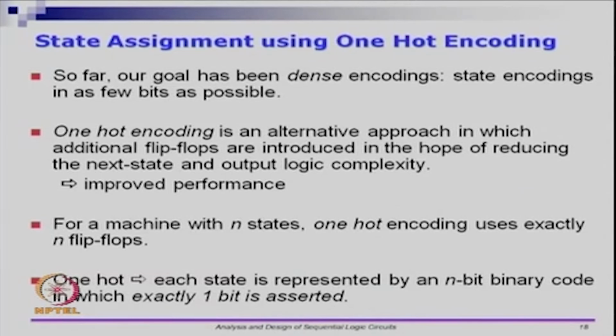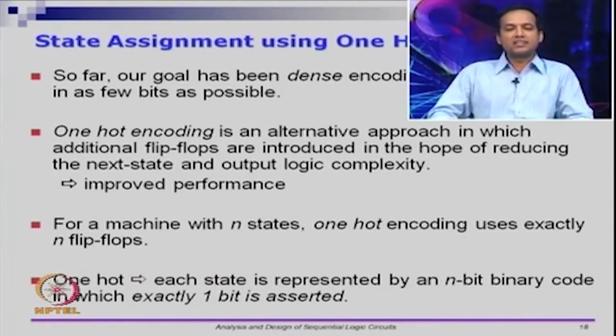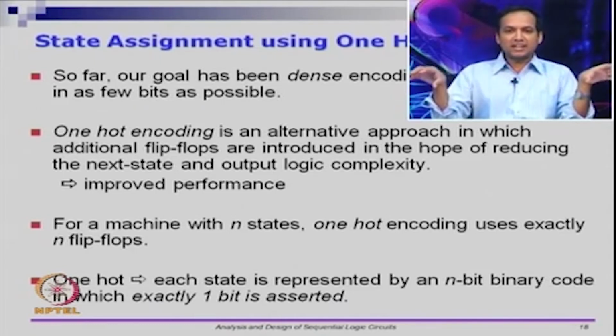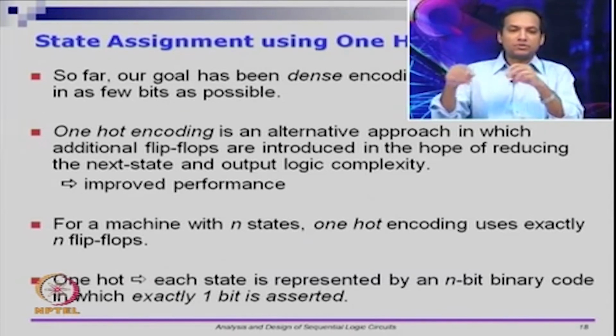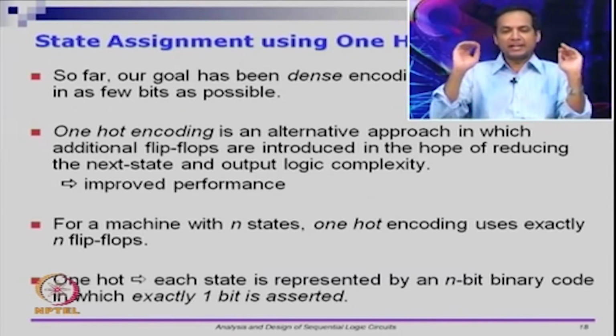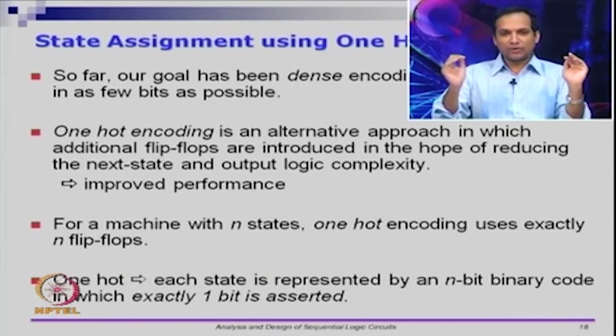One hot encoding is an alternate approach. What we do is, we use as many flip flops as there are states. If I want an n state machine, instead of using log n flip flops, I will use n flip flops, and we will do what is called one hot encoding. One hot means that the state machine should always be in exactly one state at any point of time, whatever inputs you give and so on.